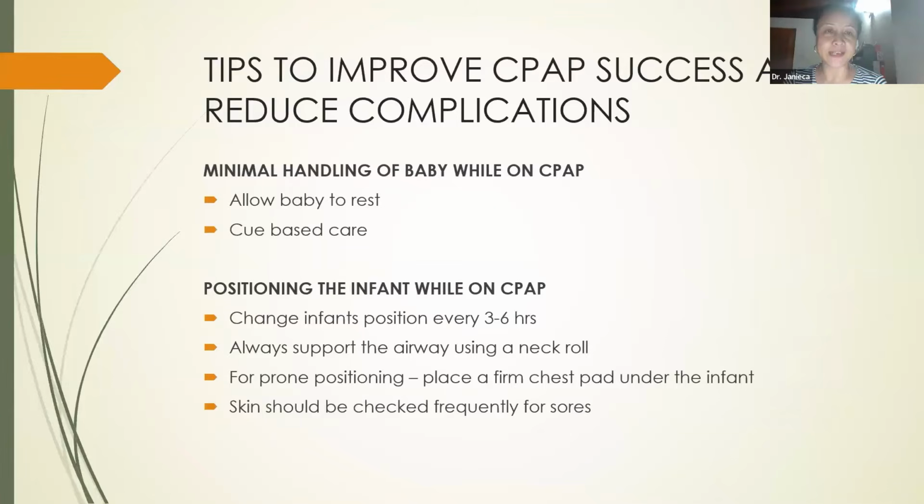A baby on CPAP can be put in different positions: left lateral, right lateral, supine, prone. But we should make sure that we change the position of the infants every 3 to 6 hours. And also make sure that every time we change the position of the baby, we always support the airway using a neck roll. Whenever the baby is put in a prone position, a firm chest pad should be put under the baby. And it is very important that the skin should be checked frequently for sores.